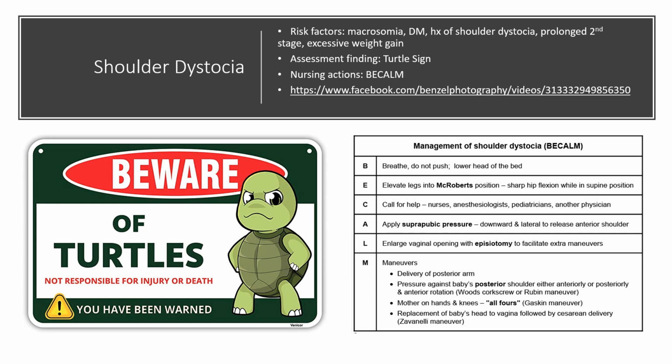Sometimes what the provider will need to do is cut an episiotomy. This isn't because that's what's keeping the baby from being born. It's not that skin. It's just so that they're able to do some extra maneuvers with their hands and they have more space to work. And then it tells you the different maneuvers that the providers can do. We will watch this video in class next week, but it shows a shoulder dystocia.